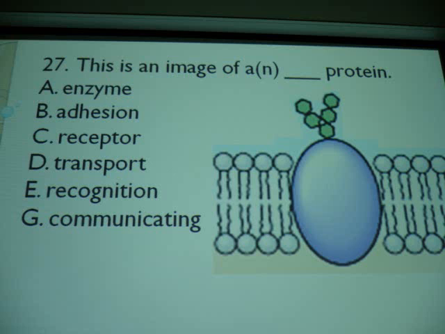What would that one be? That's the recognition. That's your name tag. Recognition. So other cells can recognize him as being friend or foe.